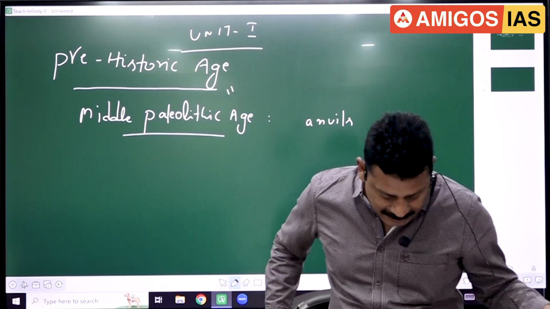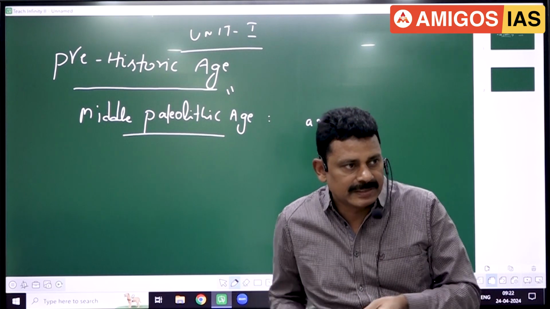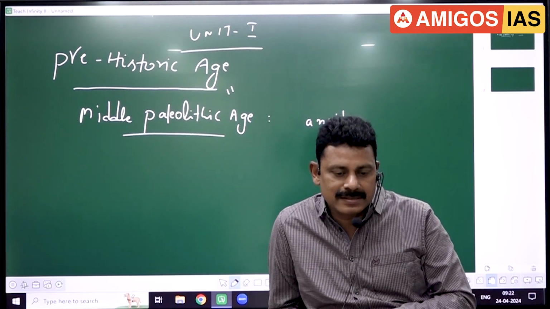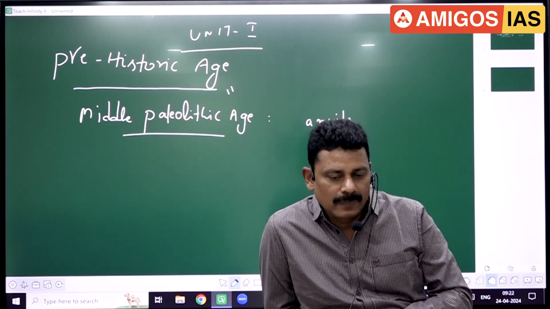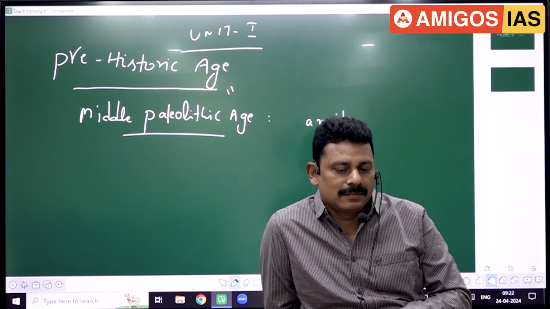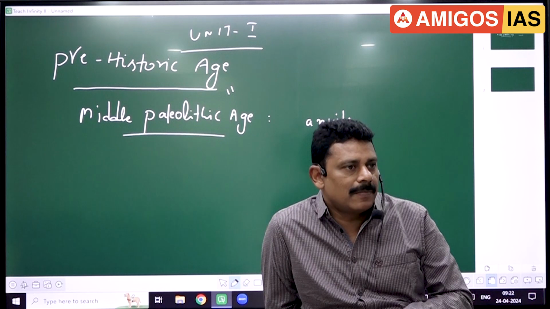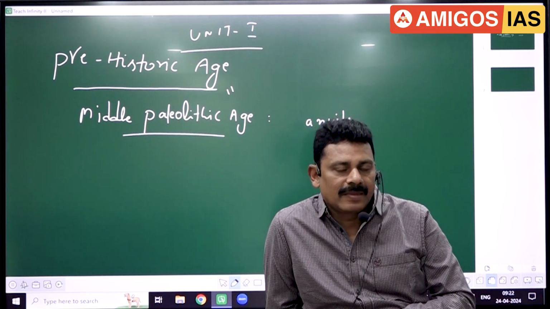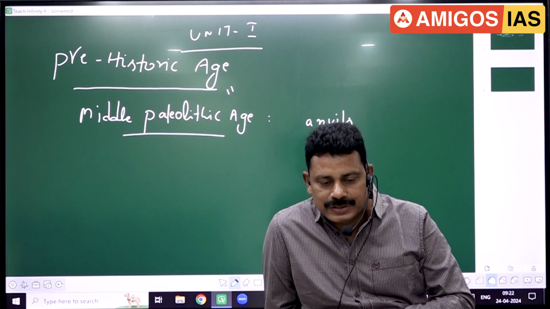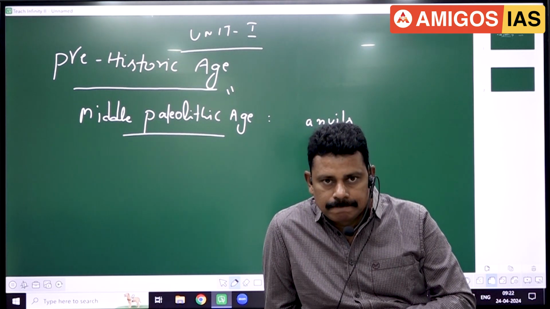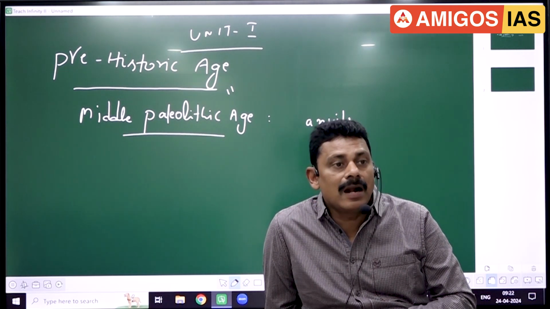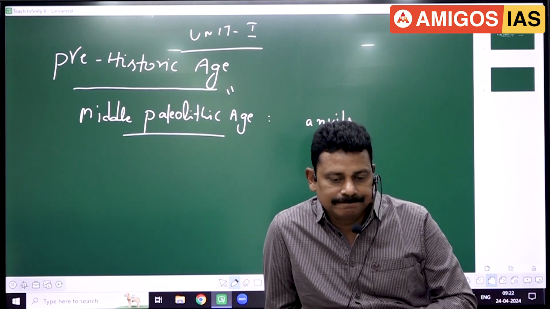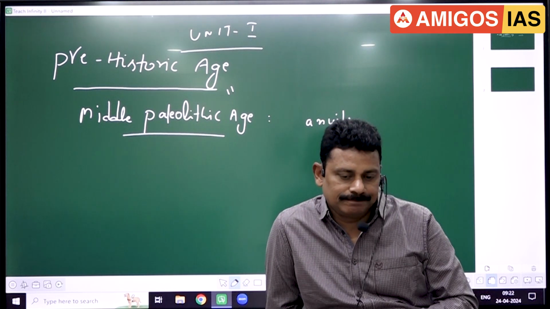Paleru in Prakasham district. This is one of the major sites as far as the Middle Paleolithic period is concerned. Paleru. Gundlakamma, the valley of Gundlakamma in Kurnool district. And Ralla Kalwa, another site, Ralla Kalwa, Chittur district.